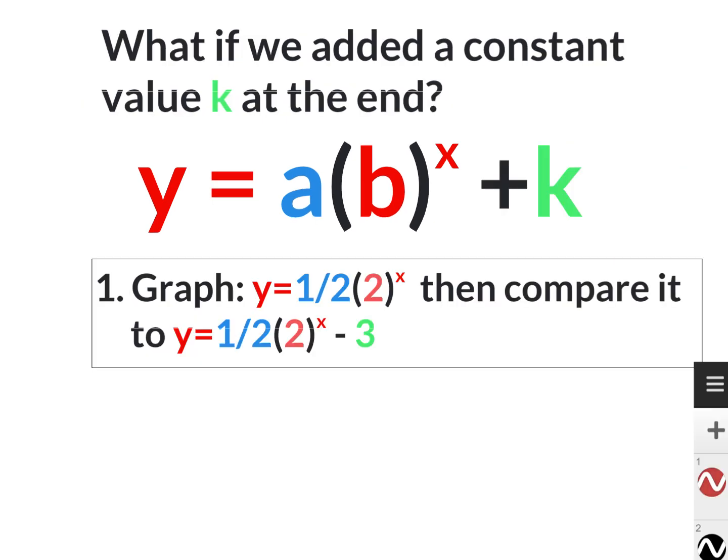What if we added a constant value k at the end? Okay? So we already know what the A does. It reflects it over the x-axis. It gets vertically stretched or compressed. But what if I put a plus k at the very end?